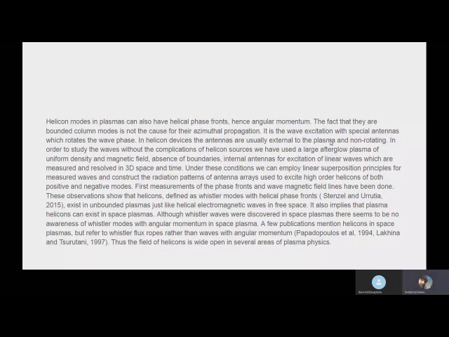Wow. Although Whistler waves were discovered in space plasma, there seems to be no awareness of Whistler modes with angular momentum in space plasma. A few publications mention helicons in space plasmas, but refer to Whistler flux ropes rather than waves with angular momentum. Thus, the field of helicons is wide open in several areas of plasma physics.